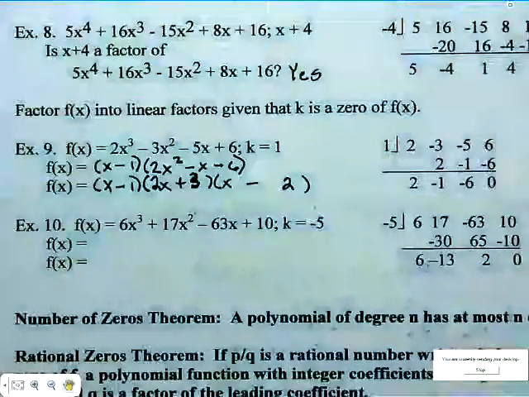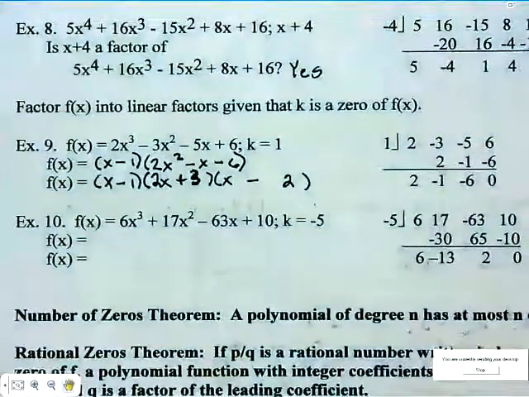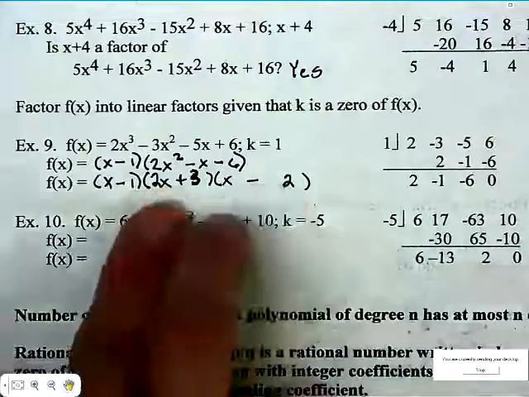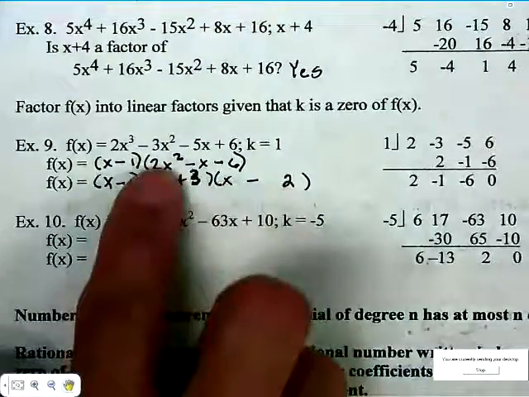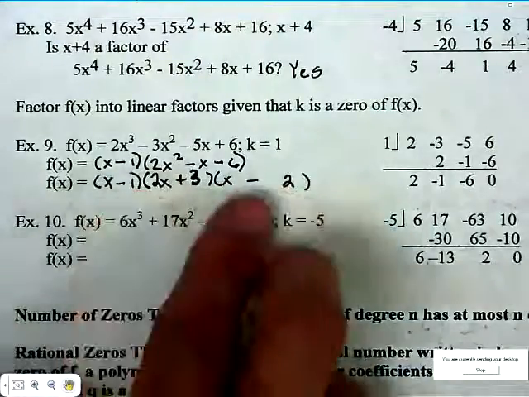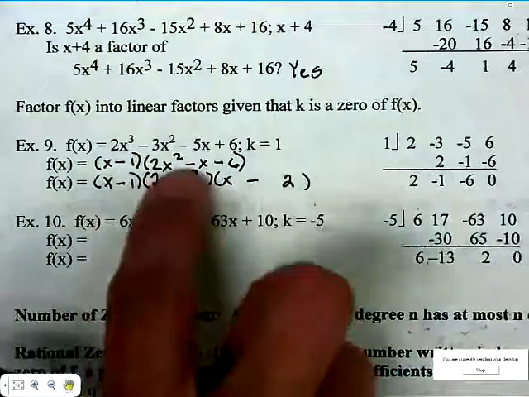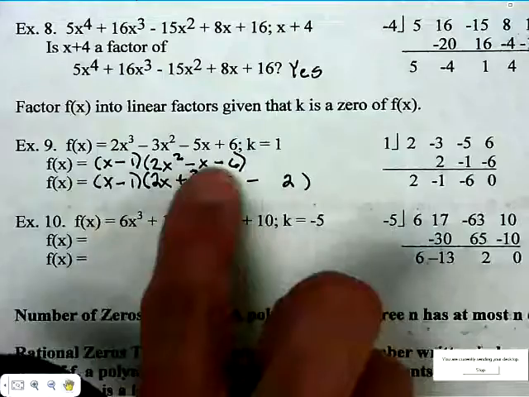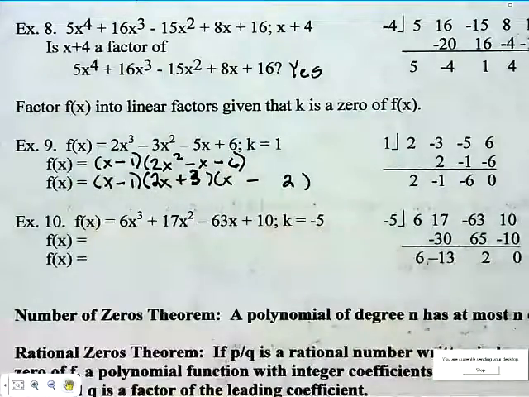What's the most important thing you do anytime you factor? Somebody say, check your answer. Please, please, please don't miss a problem on the test because you were too lazy to say 2x times x is 2x squared, negative 4x plus 3x is negative 1x, and positive 3 times negative 2 is negative 6. If you have a sign mistake, you'll find it.